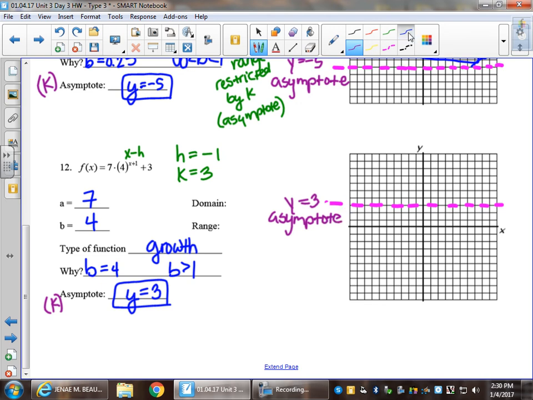And it's growth. So from left to right, the graph starts low and then increases, moves away from the asymptote. Notice I'm very careful to not show that it touches. It never will touch this asymptote line. Domain is all real numbers. My range is 3, comma, infinity. Because this asymptote is 3, the graph will come infinitely close, but never cross 3. So 3, comma, infinity, arrows on both ends.